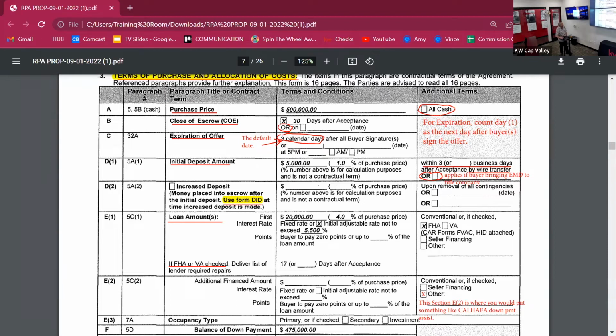Expiration of offer. The default is 3 days after buyer signature. Those aren't business days, those are 3 calendar days. So if you write this contract today, on the 3rd calendar day at 5 p.m., this contract expires. So today is Thursday, Friday, Saturday, Sunday at 5 p.m. This contract is expired.